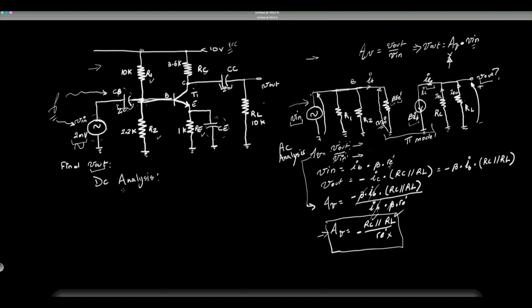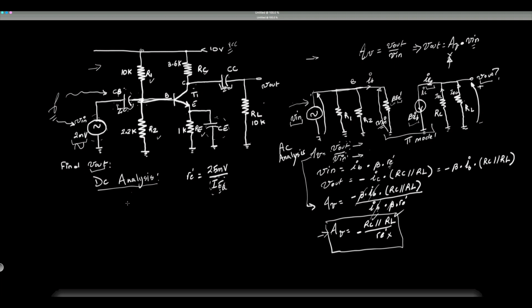But we're not going to go ahead and figure out all sorts of currents and voltages. We have to be very selective as to what we need to do to be efficient. We really need to find the value of little re prime. But we know from experimentation that this is 25 millivolts divided by IEQ, which means IE of operation, Q being the Q-point. So the trick to all of this is to find IE based on the DC analysis.